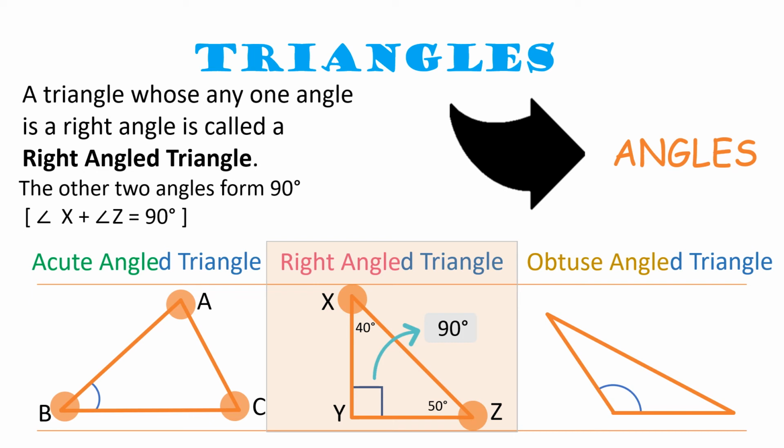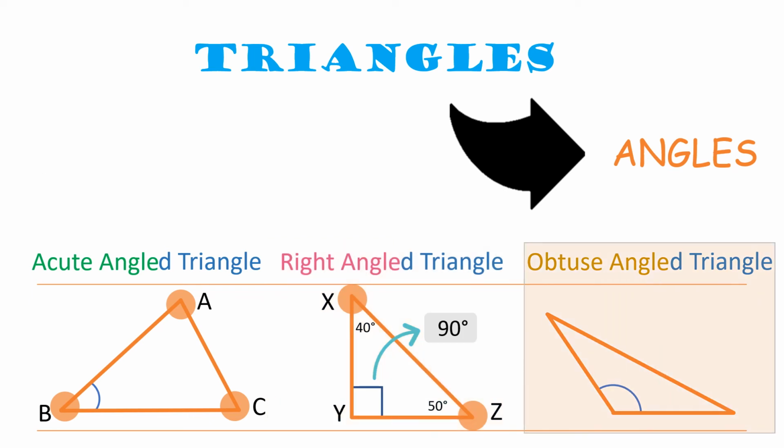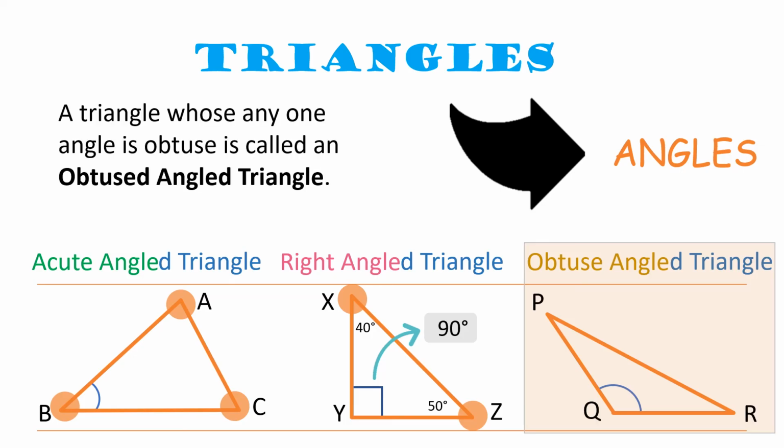And the third, made from an obtuse angle, is called an obtuse angle triangle. So a triangle whose any one angle is obtuse is called an obtuse angle triangle. In the given figure, triangle PQR is an obtuse angle triangle where angle PQR is greater than 90 degrees but less than 180 degrees and the other two angles are acute angles.